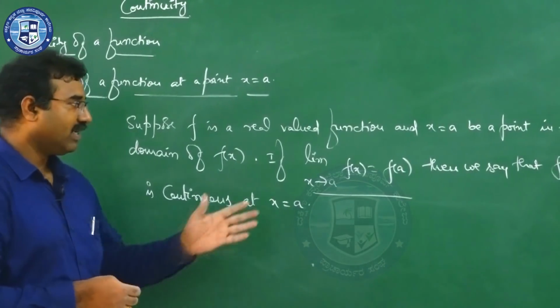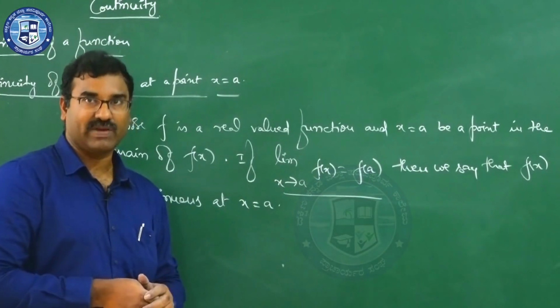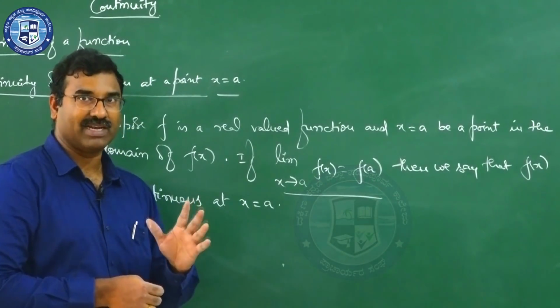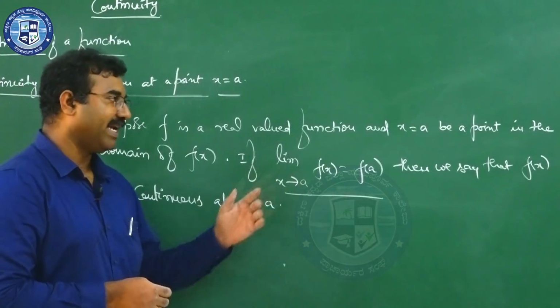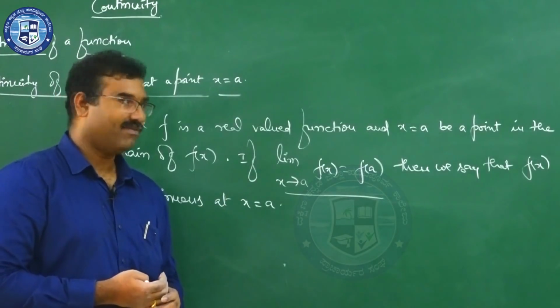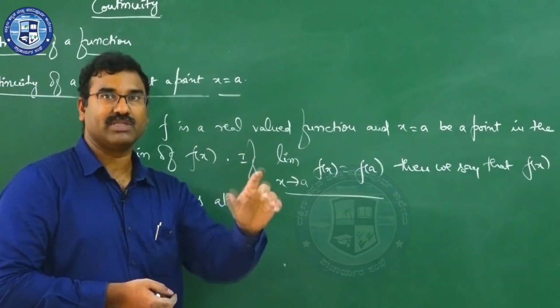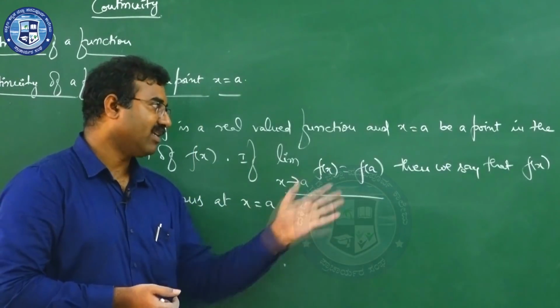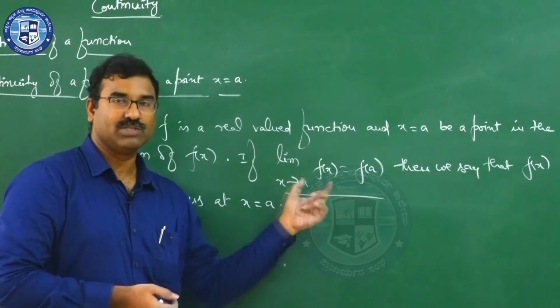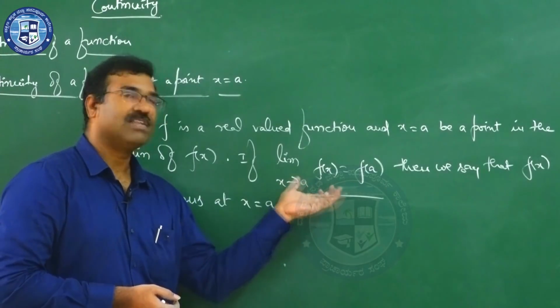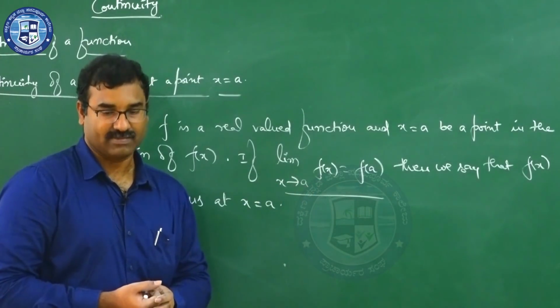Okay? So, the limiting value, you know how to find it out. In the previous session I have clearly explained how to find the limiting value of the function. And the functional value, that means right away you substitute that point in the function, you will get the functional value. When these two are equal, then we say that the function is continuous.